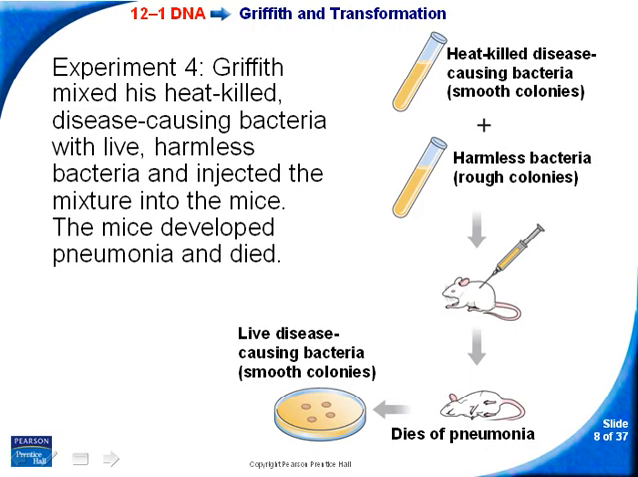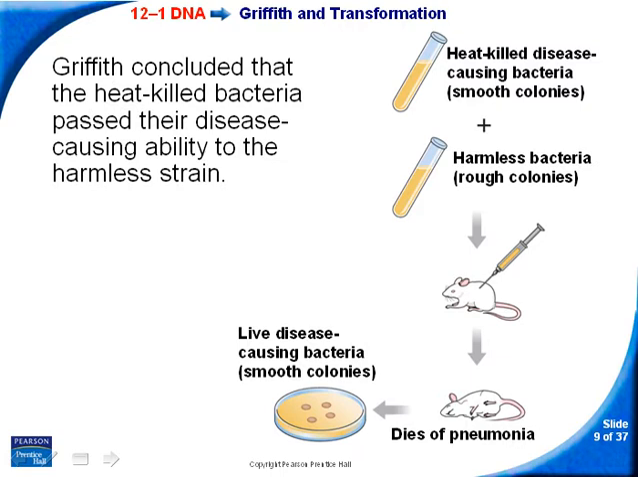Then what he did was he took the heat-killed smooth colonies and then the rough colonies, and neither of these killed the mice in the first place, but when he put them in there together, the mouse died. And not only that, he could get disease-causing bacteria out of the dead mouse.